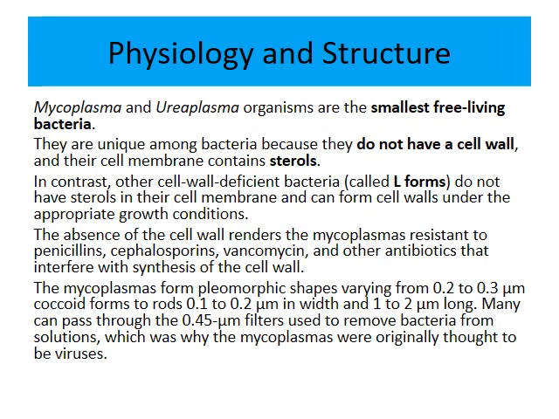Okay. Structure. Again, as I said earlier, they are the smallest free-living bacteria. They do not have a cell wall. And then again, the most important thing that I want you to keep in mind is that especially when we talk of cell wall deficient bacteria, they are called L forms. So they are called L forms. They do not have sterols in the cell membrane and can form cells under the appropriate growth condition.